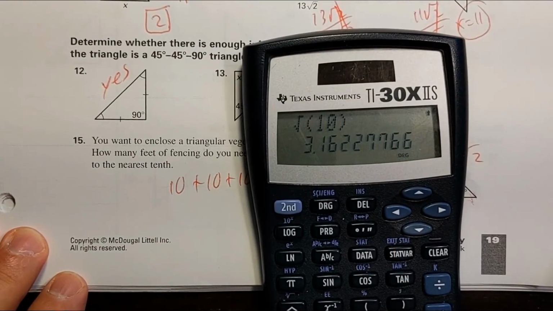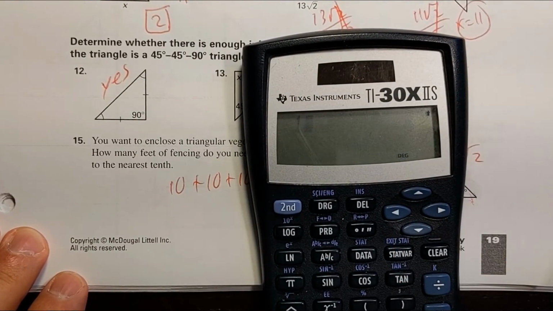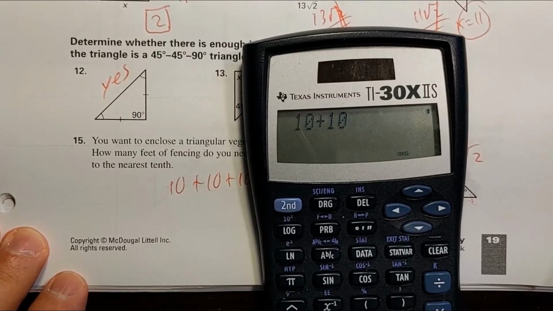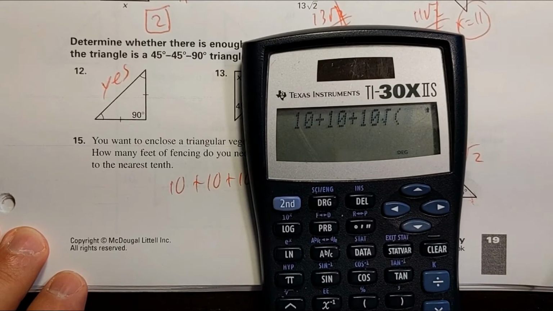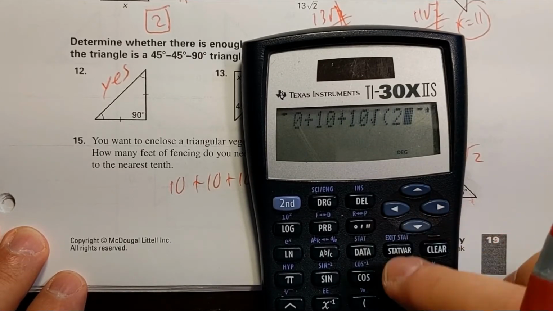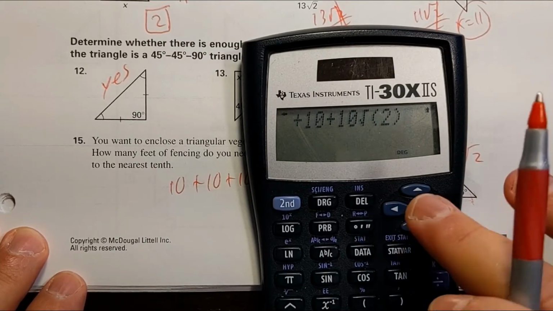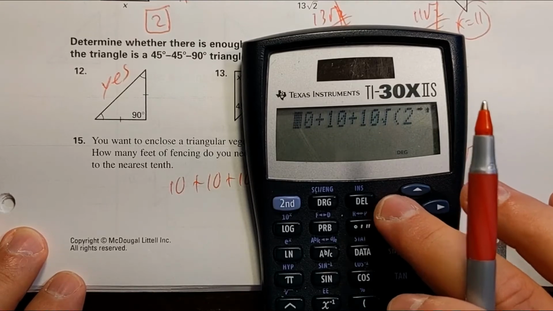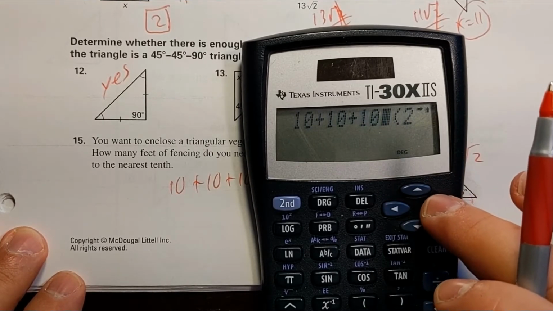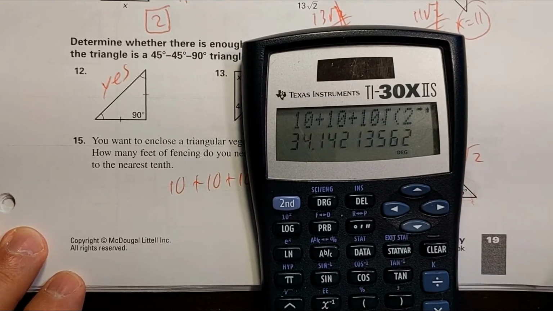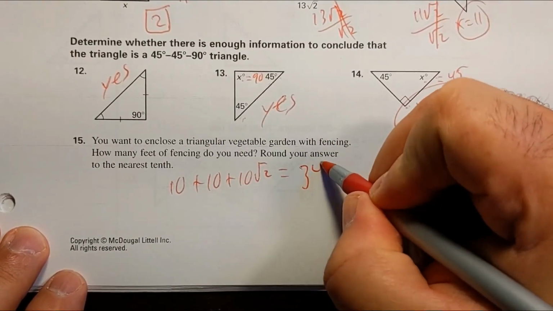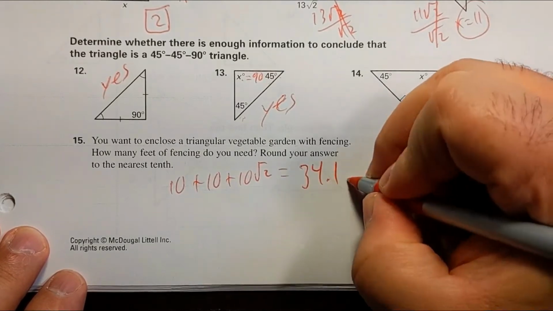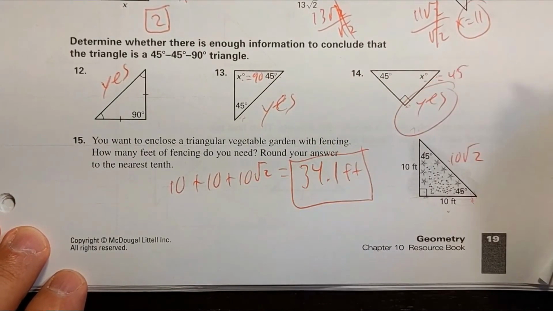So on the calculator, 10 plus 10 plus 10 square root of 2. There we go. Let me double check that. 10 plus 10 plus 10 square root of 2. And you get 34.1. And we're talking about feet. So I'm going to label it as feet.